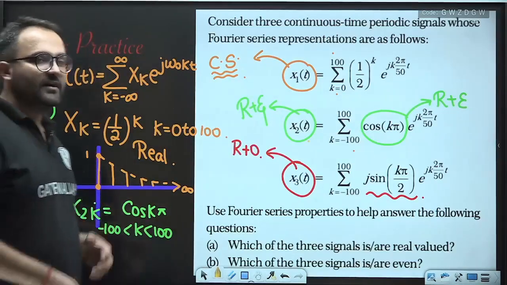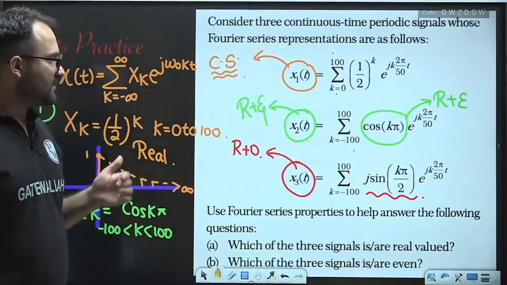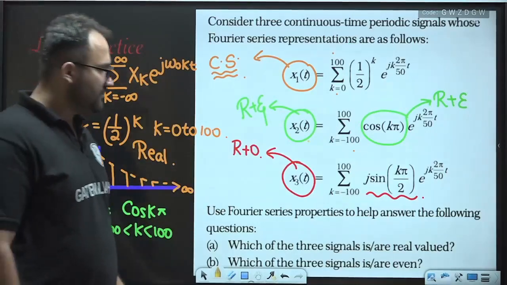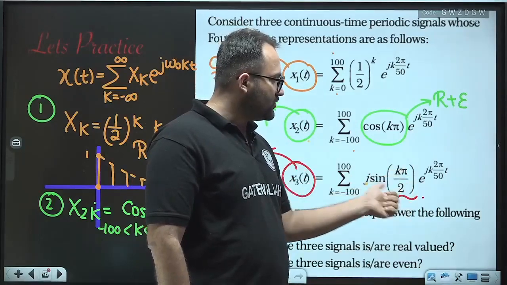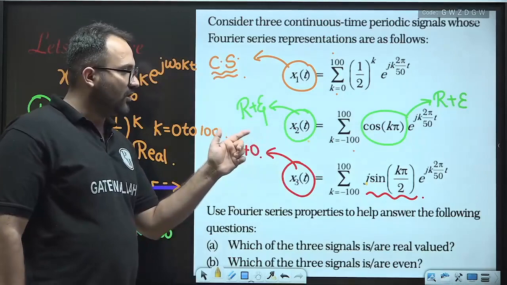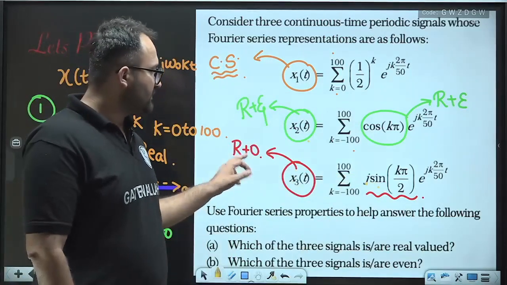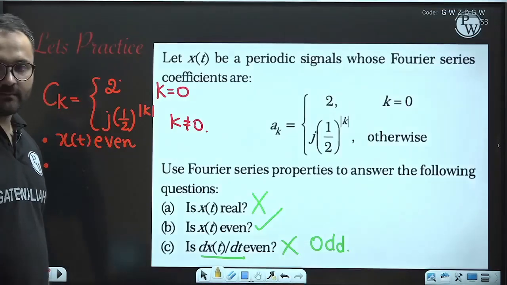So this is real and even. The Fourier series coefficient is real and even, and thus the time domain signal will also be real and even. The third one, the Fourier series coefficient is j sin k pi by 2 from minus 100 to 100. So the Fourier series coefficient is odd and imaginary. The time domain signal will be real and odd. So you can solve the questions like this.